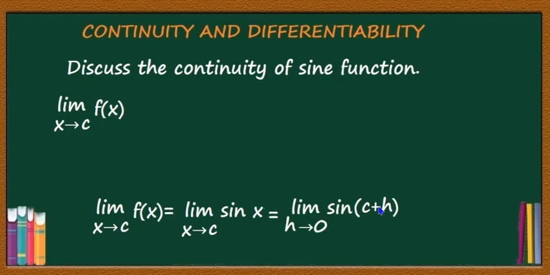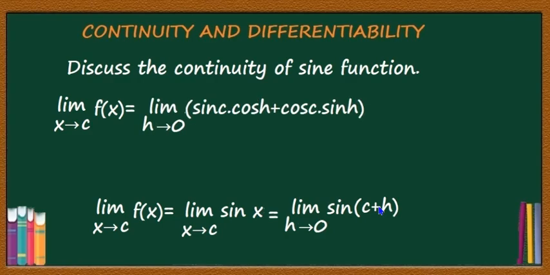And that is limit x tends to c f of x is equal to limit h tends to 0 of sin c cos h plus cos c sin h. That is, sin of x plus y is equal to sin x cos y plus cos x sin y. That formula is applied here.